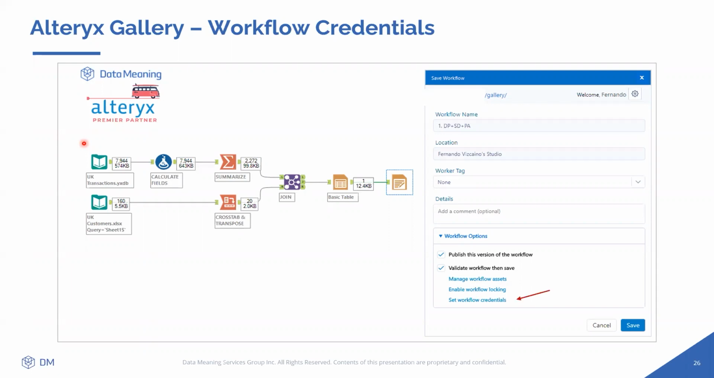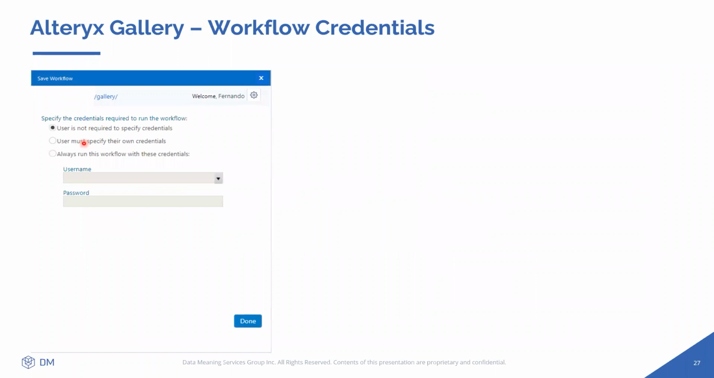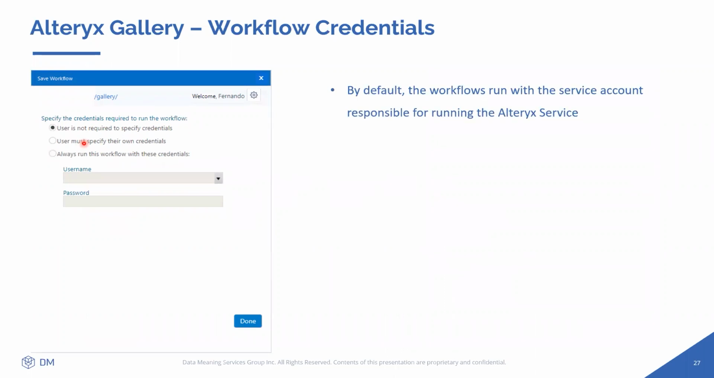But you have also the option here to work with credentials. And that's one thing that you can do. If the service account from the Alteryx server doesn't have access to a share folder, then let's use credentials. And here you have three options. By default, the workflow is running with the service account on the Alteryx server, but you have the option here to run the workflow using a different user login.